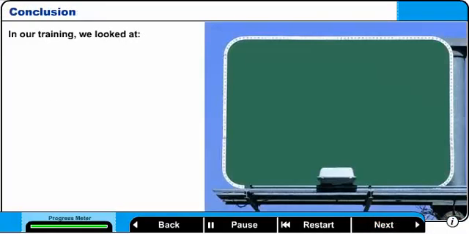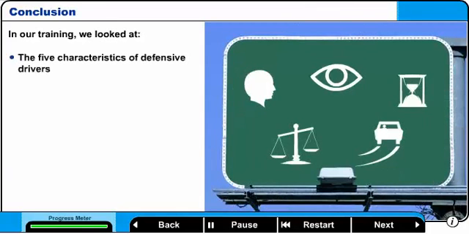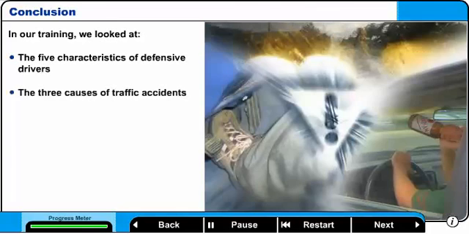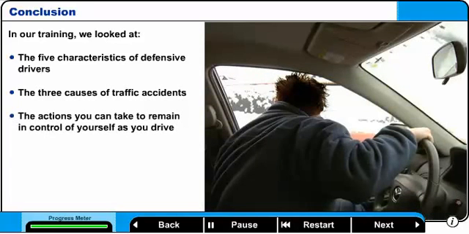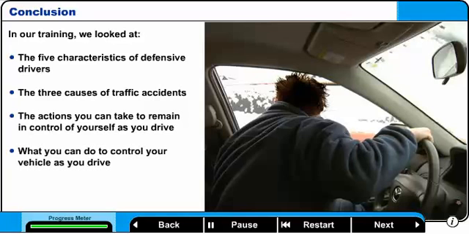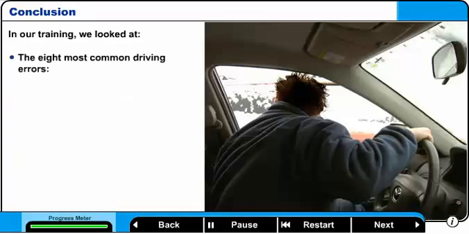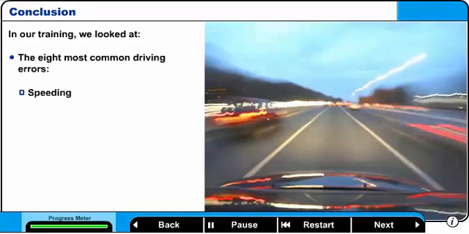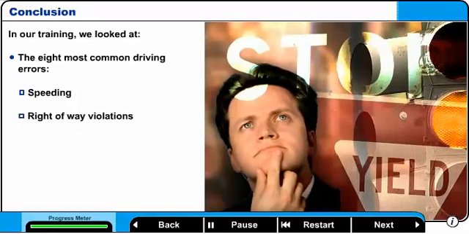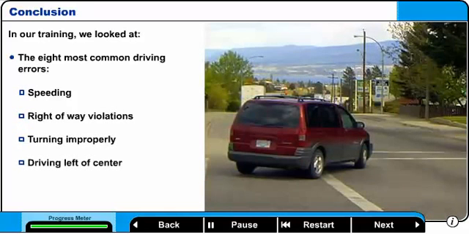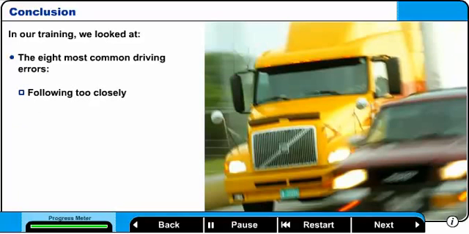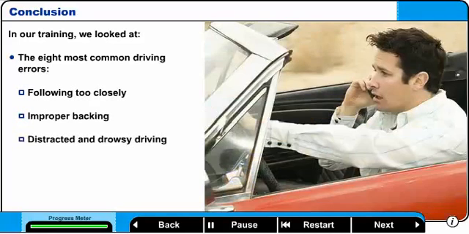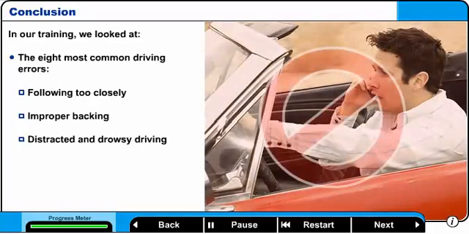In our training today, we looked at the 5 characteristics of defensive drivers, the 3 causes of traffic accidents, the actions you can take to remain in control of yourself as you drive, what you can do to control your vehicle as you drive, the 8 most common driving errors: speeding, right-of-way violations, turning improperly, driving left of center, passing improperly, following too closely, improper backing, and not paying attention or distracted and drowsy driving.